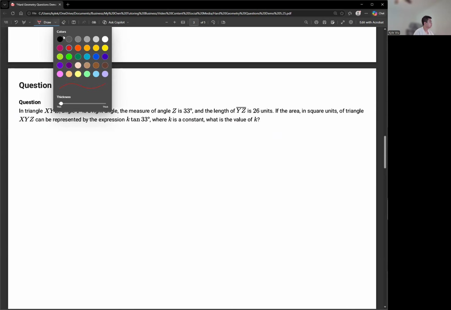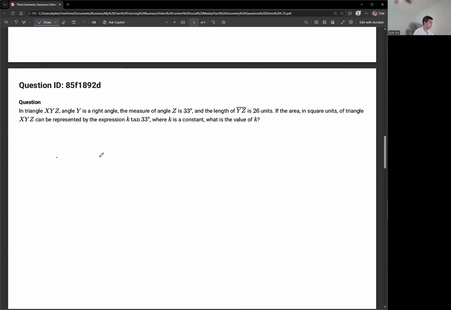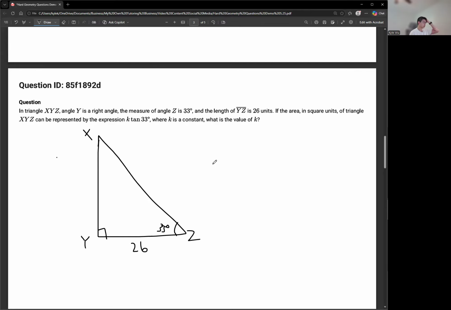All right, so if we visualize what this looks like, you have a right triangle. Angle Y is the right angle, so Y is down here. Measure of angle Z, say this is Z, and X. You know that this is 33 degrees. YZ is 26. Okay. So now we want to find the area, this entire triangle.